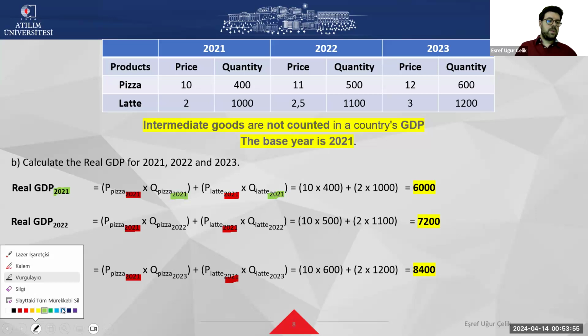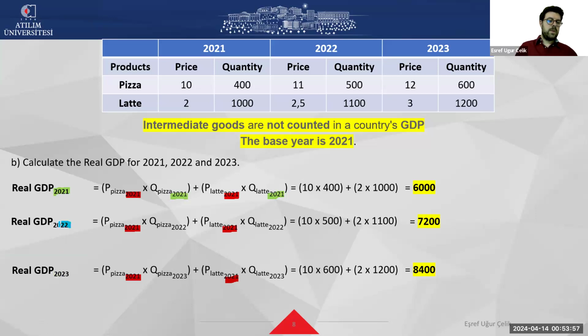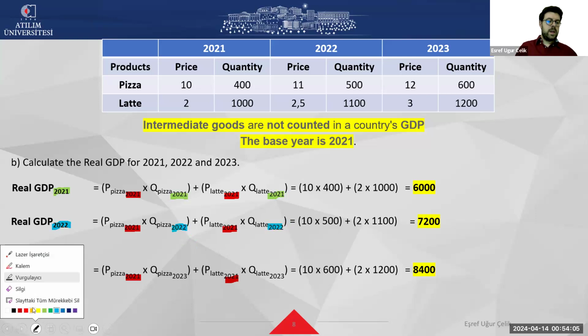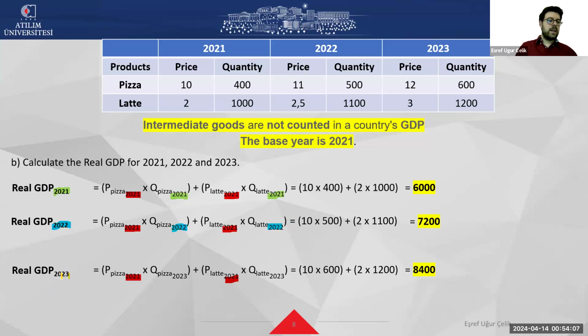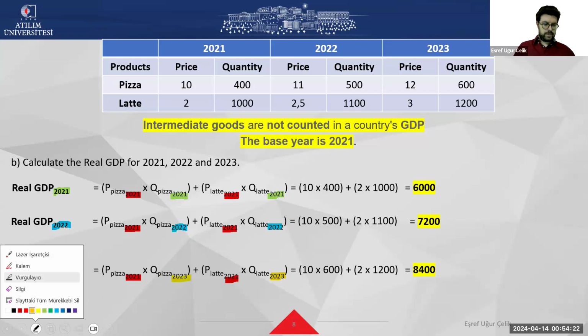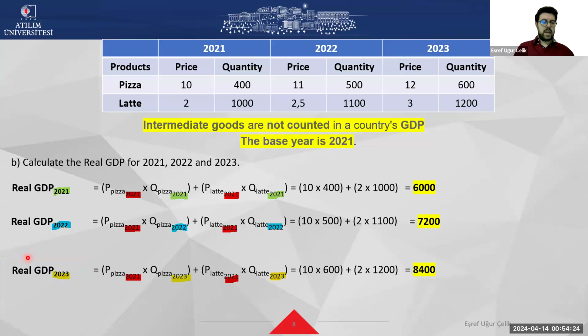In 2022, for the quantity, 2022, 2022. And lastly, when I ask 2023 for the quantity, we take the quantity of 2023 for each good. Okay.